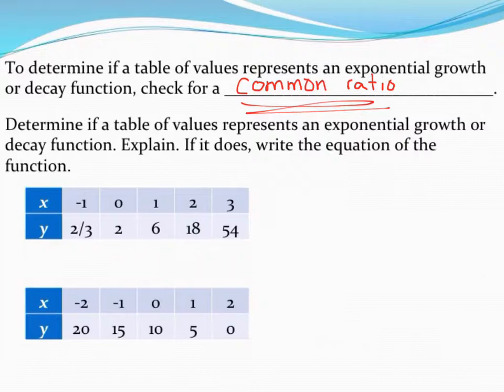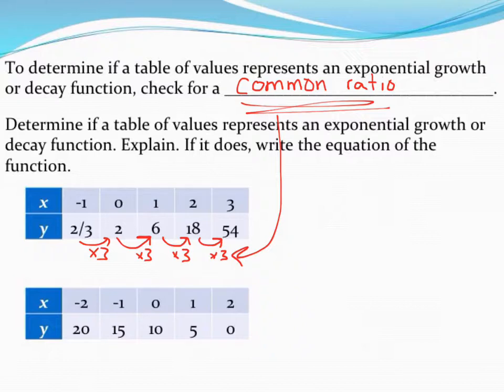So taking a look at this first table of values, maybe I'll skip over that 2/3, but I can see that to go from 2 to 6, or to go from 6 to 18, I'm multiplying by 3. And getting a calculator maybe to confirm this, I see that yes, that's true over here. 18 times 3 is 54. And also 2/3 times 3 is 2. So that's what I mean by having a common ratio. There's a consistent number that I'm multiplying by.